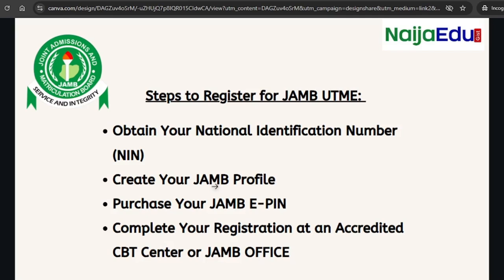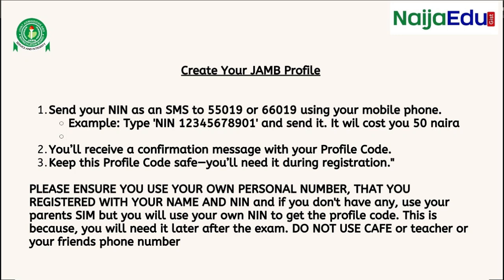Step 2 is that you proceed to create your JAMB profile. Creating a JAMB profile requires you to send the word NIN and your NIN number as an SMS to 55019 or 6019 using your mobile phone number. For example, you type NIN, space, then your NIN number, say 12345678901, and send it to 55019. It will cost you 15 naira for this SMS. After you send it, you receive a confirmation message of your profile code. So it's either you send it to 55019 or 6019.